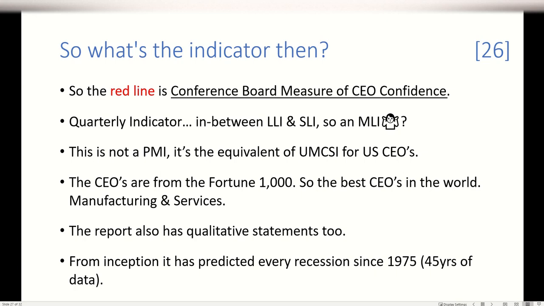And like I said, it predicts every single recession since 75. So it's a great indicator to watch out for. But do bear in mind, it is a quarterly indicator and it does predict things well in advance. So the market still has the potential to go up or down in between that time before ultimately the data is proven correct.